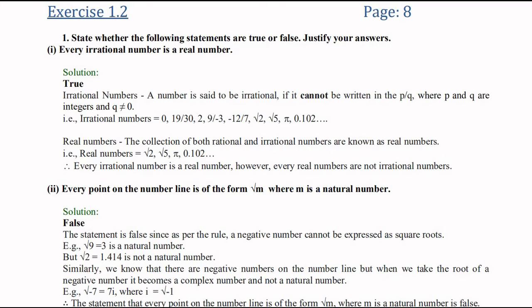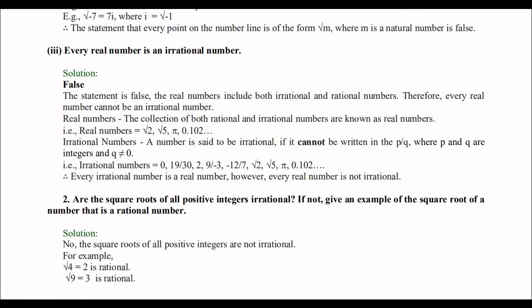Similarly, we know that there are negative numbers on the number line, but when we take the root of a negative number, it becomes a complex number and not a natural number. Example, root minus 7 is equal to 7i, where i is equal to root of minus 1. Therefore, the statement that every point on the number line is of the form root m, where m is a natural number, is false. So now, we see the third part.